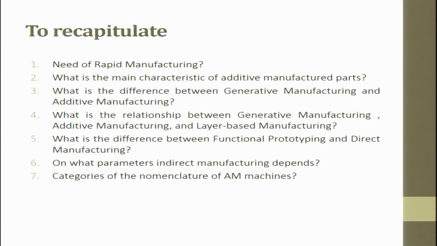To recap what we saw: need for rapid manufacturing, what are the main characteristics of an additive manufacturing part, what is the difference between generative manufacturing and additive manufacturing, what is the relationship between generative manufacturing, additive manufacturing and layer based manufacturing, what is the difference between functional prototyping and direct manufacturing, on what parameters indirect manufacturing depends, and categories and nomenclature of additive manufacturing were some of the topics covered in this presentation.